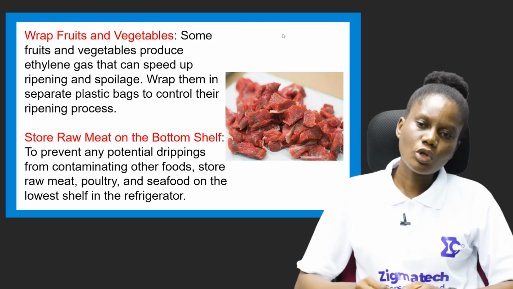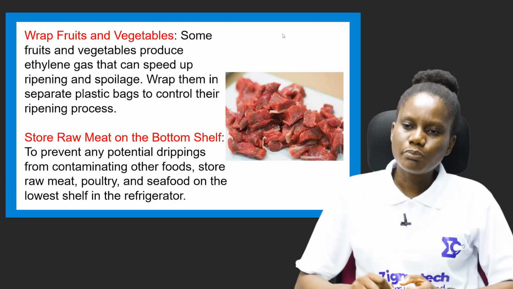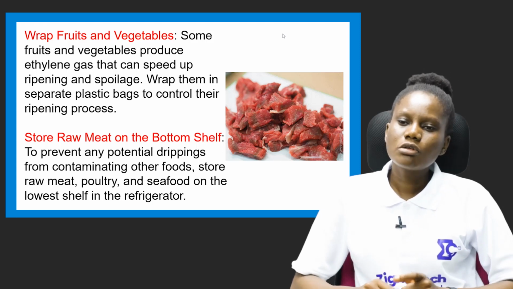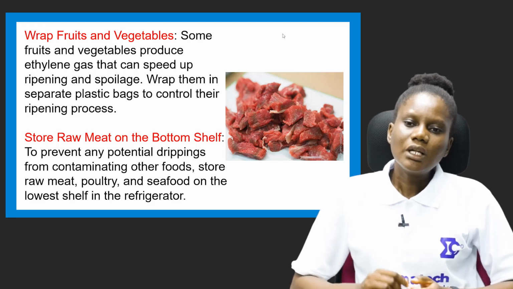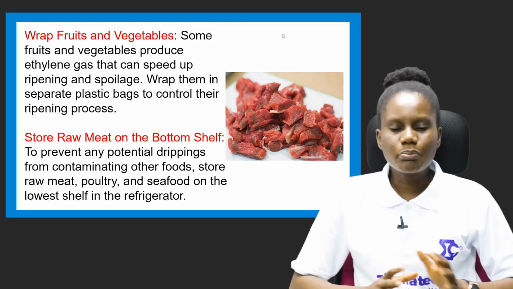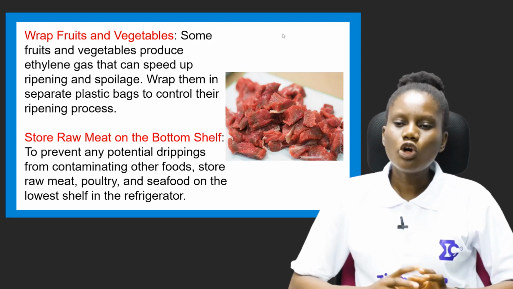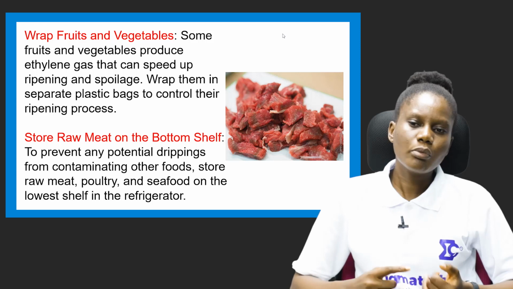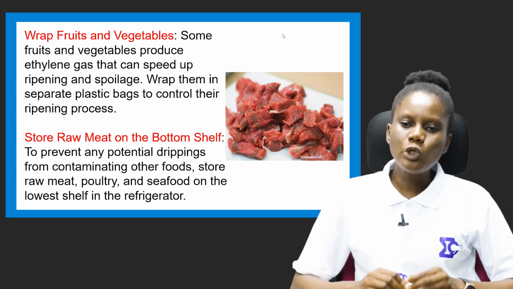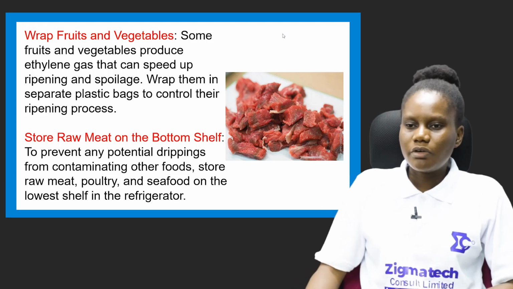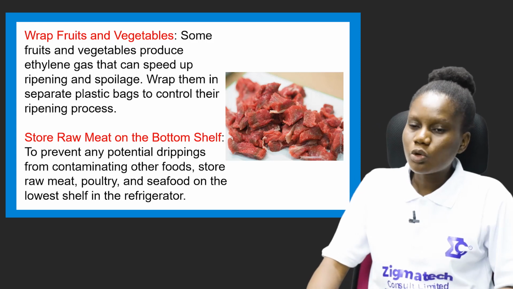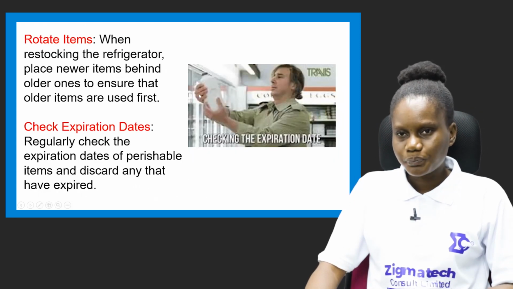And the next is store raw meat on the bottom shelf. To prevent any potential drippings from contaminating other food, store your raw meat or poultry and seafood on the lowest shelf in the refrigerator to prevent cross contamination.